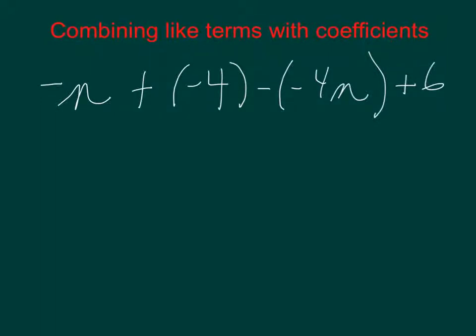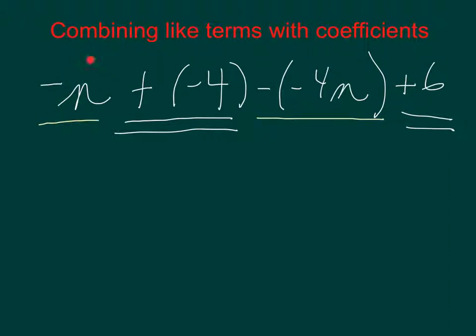So we're combining like terms with coefficients, and what we have here is negative n plus negative 4 minus negative 4n plus 6. So the first thing we're going to do is identify all of our like terms. Okay, so now you'll see we've identified the negative n and the minus negative 4n are like terms.